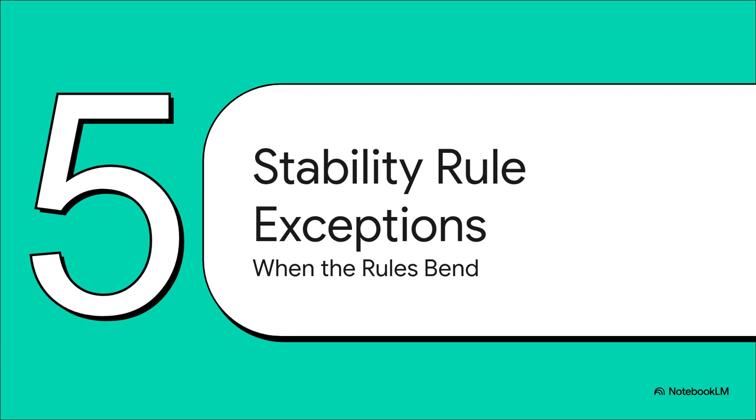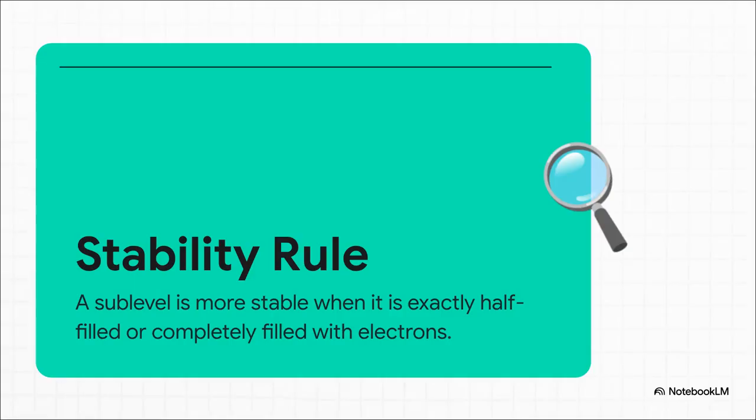But just when you think you've finally mastered the rules, chemistry loves to throw a curveball. It turns out sometimes the filling order we just learned gets broken, and it gets broken for a very, very good reason: the universal drive for stability. This brings us to the stability rule. This rule says that an atom is in a special, low-energy, extra-stable state when its sublevels are either exactly half full or completely full. Think of it like a preference for perfect symmetry. This state is so desirable that an atom will sometimes actually break the Aufbau principle just to achieve it.